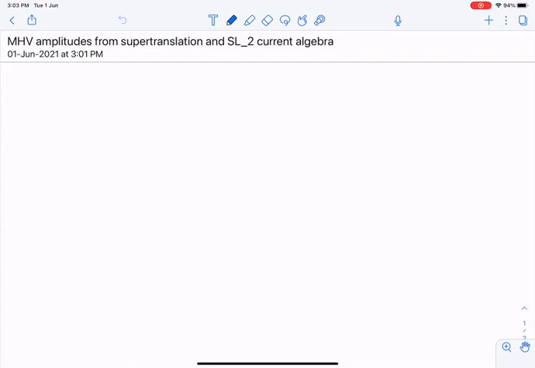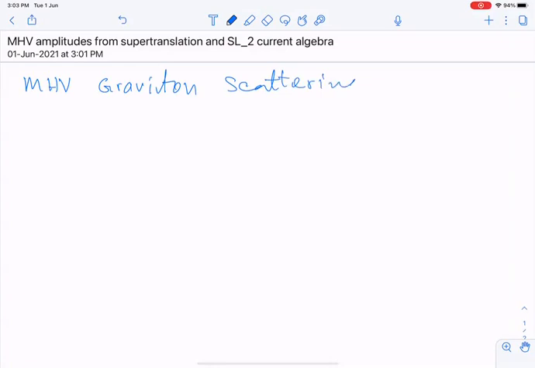Yeah, so thanks. So I'll start. This is the last lecture, and I'll be talking about MHV graviton scattering amplitudes. One can also talk about gluons, but I will not be talking about gluons this year because only the symmetry algebra will change, but the methods will remain the same. So I'll be discussing just this one.